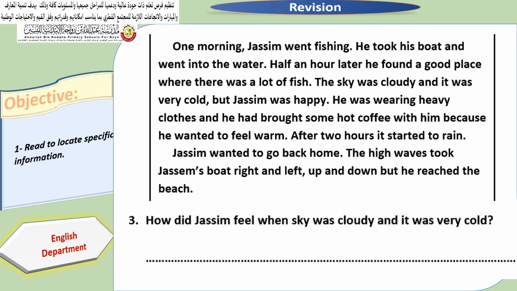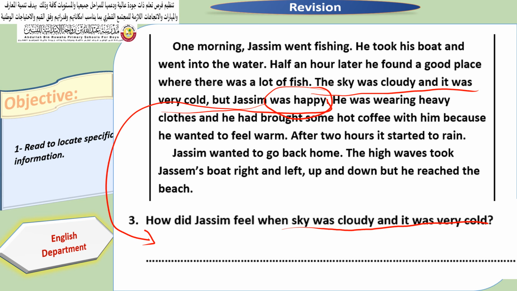Moving to the third question: how did Jassim feel when the sky was cloudy and it was very cold? So we have to look for the sentence, when the sky was cloudy and it was very cold, in the text itself again. So here, if we look for it, we will find it here, as you can see. So how did Jassim feel? Of course, the answer: Jassim was happy. Here is the answer, so we should take this answer and write it down here.